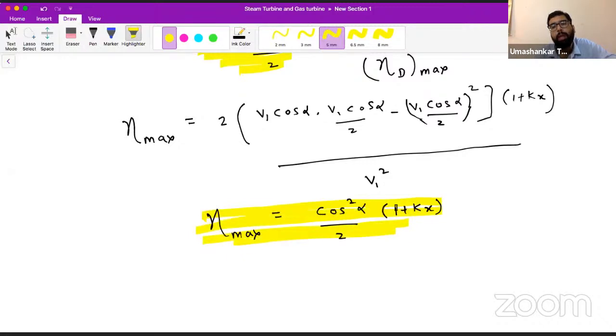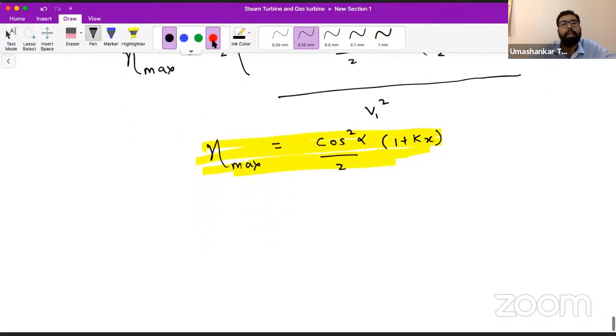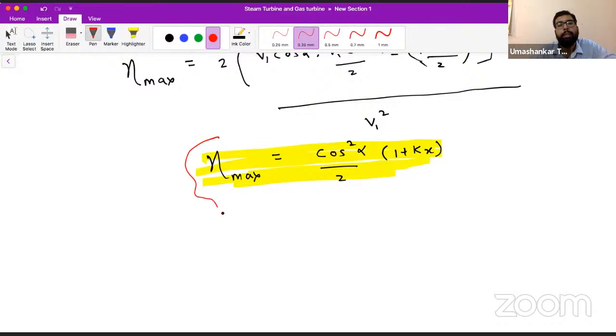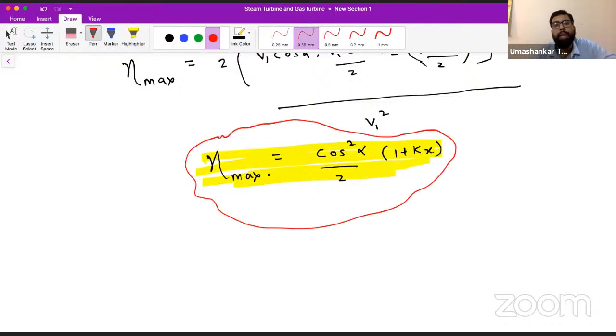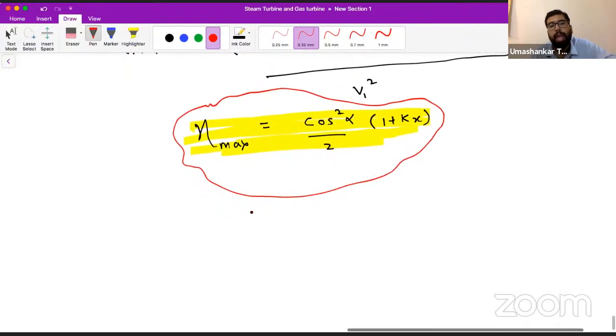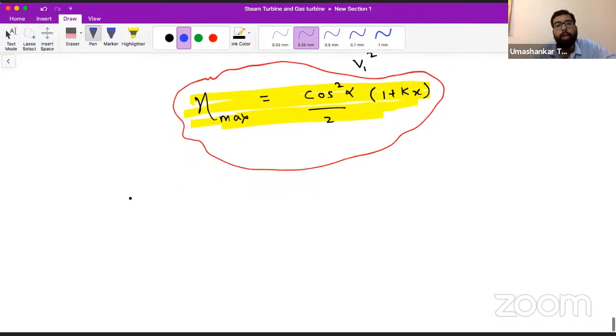So this is the formula that we are highlighting here for the maximum possible efficiency. And this formula can be asked, or a direct numerical can be asked from here. So please take a note of it. So we have the formula of maximum efficiency is equal to cos square alpha by 2, 1 plus kx.